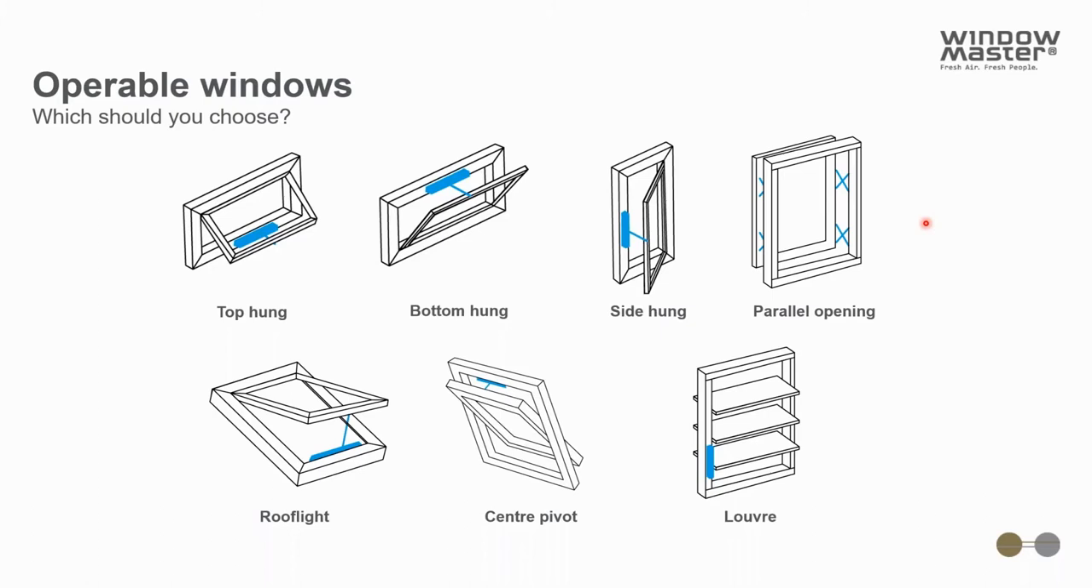Other types of windows, like the parallel opening and the louvers, are often chosen as a part of an architectural design. These types of windows can typically achieve a greater free area per window. However, similar to the side hung window, it can be more challenging to control the draft rate with these windows, and they are also generally a bit more expensive compared to the top hung and bottom hung. The parallel opening window will typically require more than one, or multiple, actuators per window, while the louver window will require a special louver actuator for this type of opening.